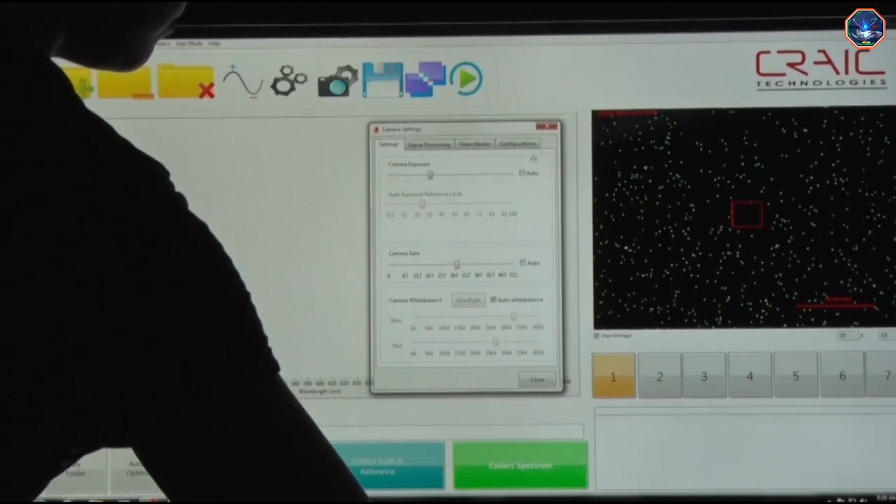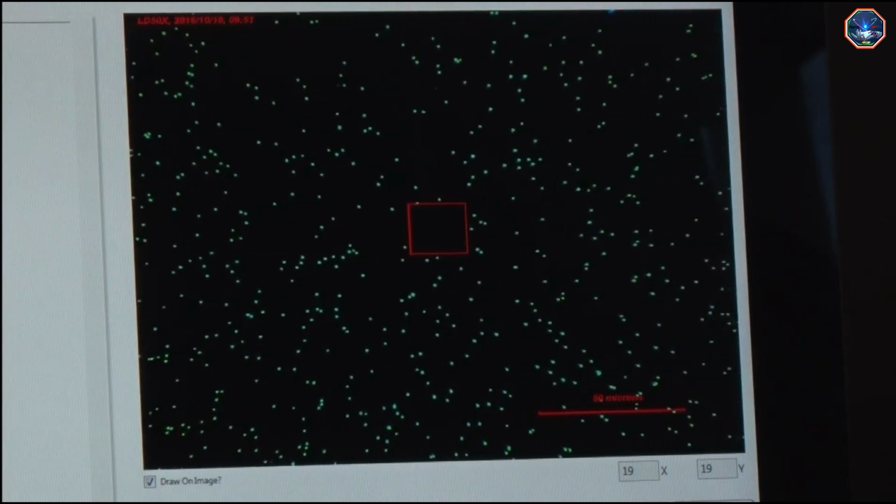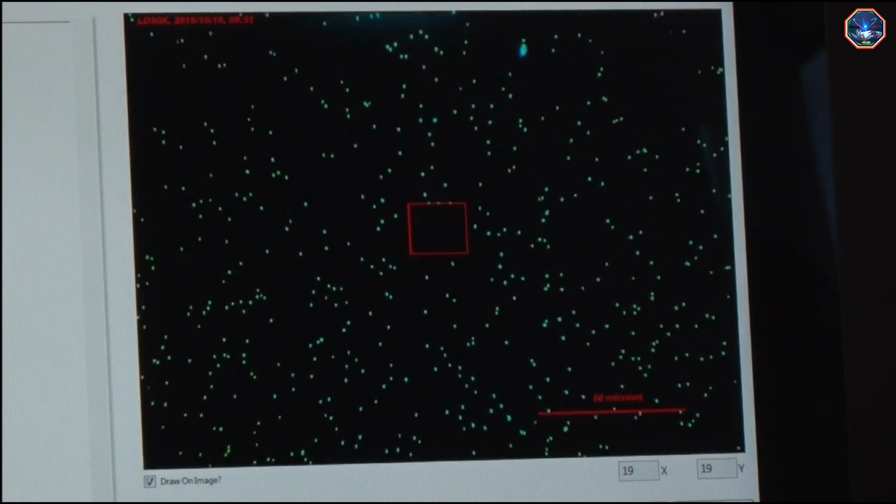I can now take some spectra of these samples. On this instrument, the area inside the red square in the center of the image is the area from which we will collect our spectrum. I'll place it in a location with a lot of particles.